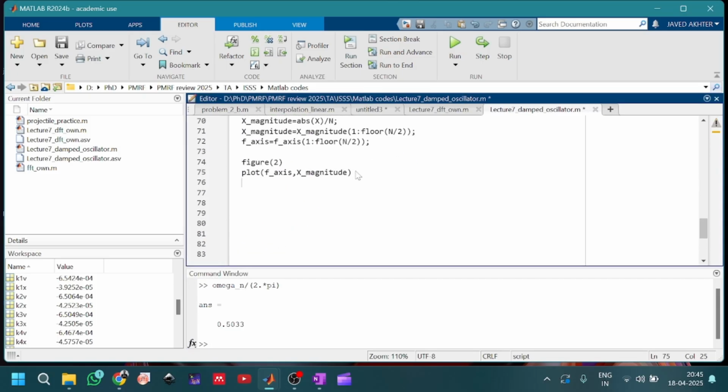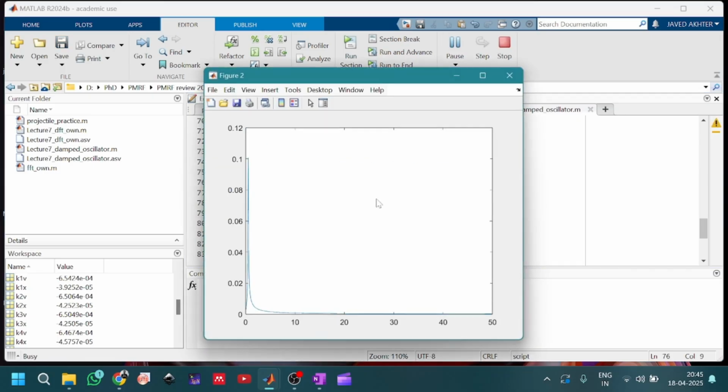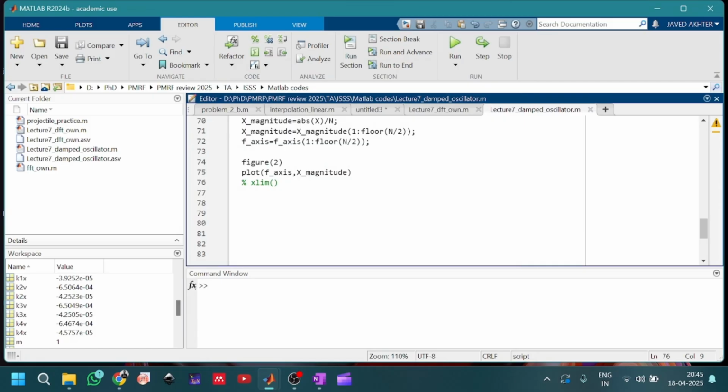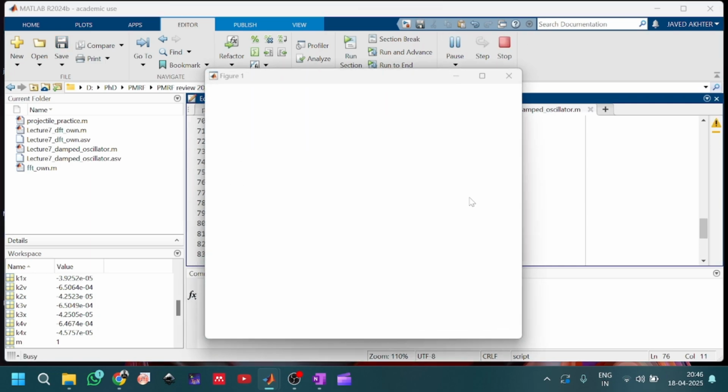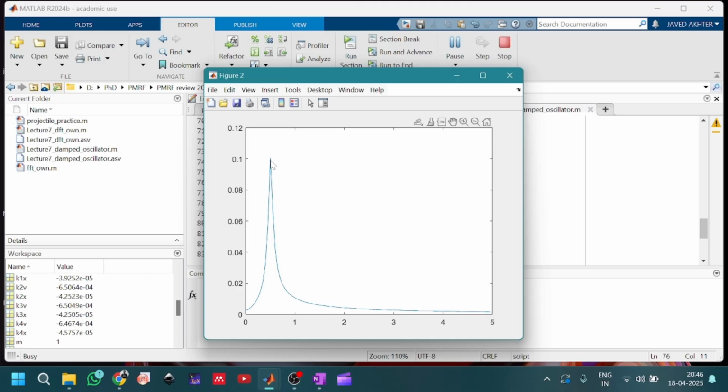Now suppose you want to change the x limit, because let me show you the output. If I just run it, it is going up to 50. So now we can change that. We can change the x limit. You can just look at data from 0 to 5, and you can run it. You can see that this frequency is appearing around 0.5.